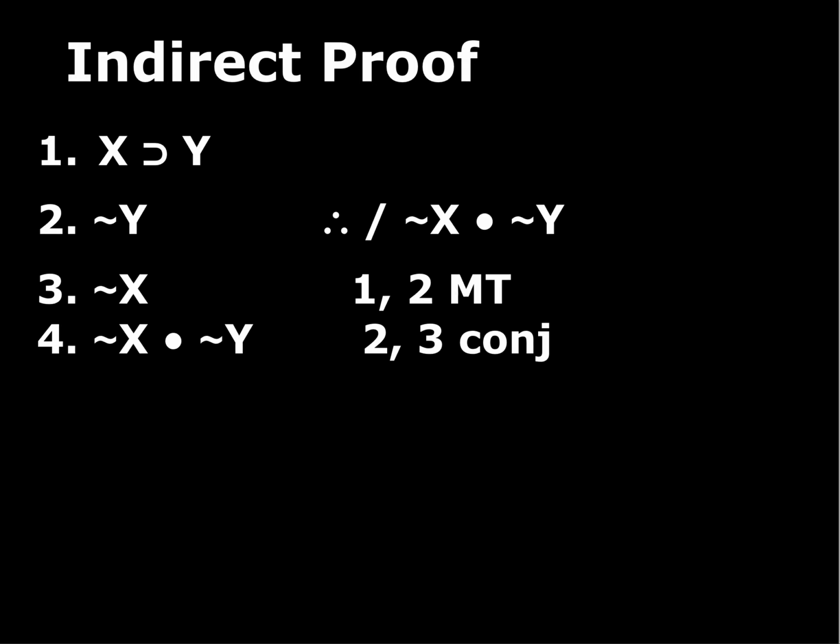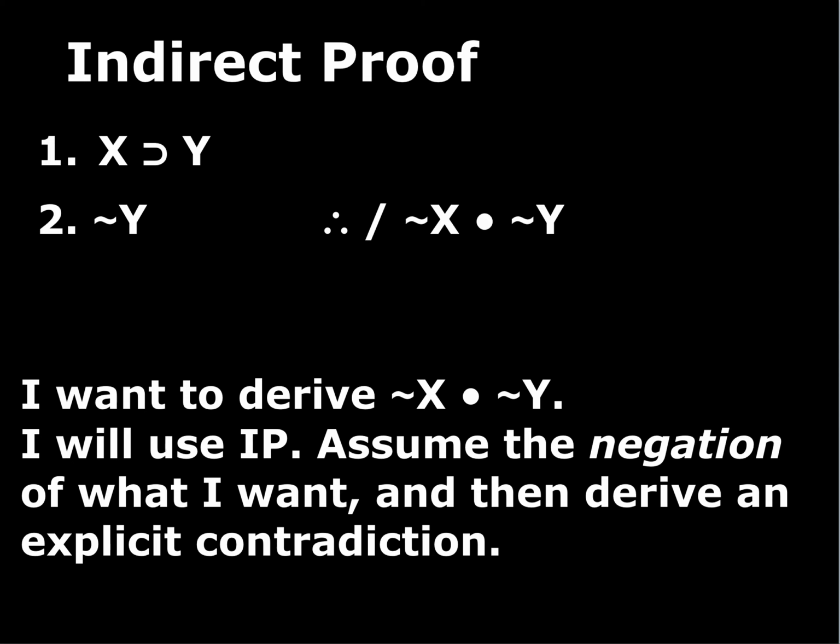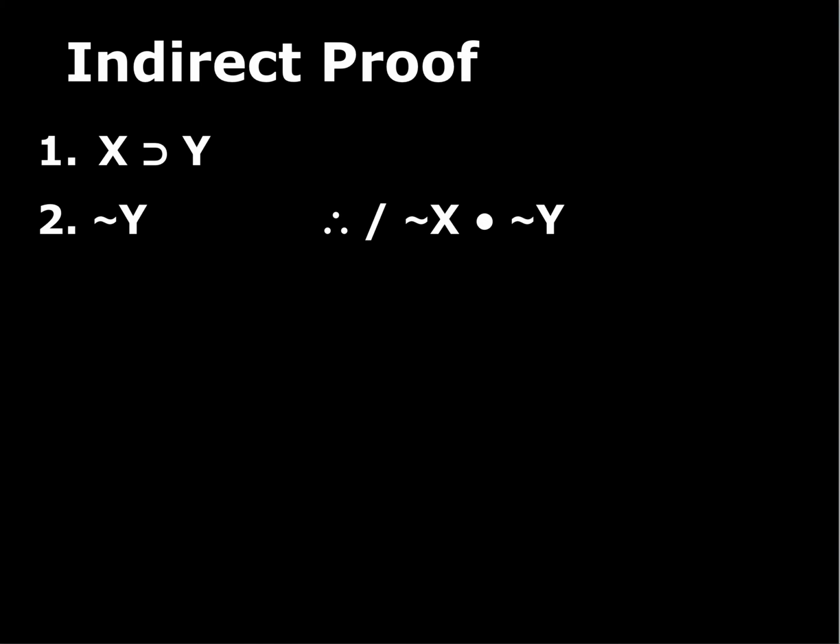But suppose you didn't see that. If you didn't see that, you need to practice more seriously, but just for purposes of illustration, suppose you didn't see that. You might think, well, gosh, I don't know how to get that. I can try indirect proof. Okay, I want to derive this conjunction. I'm going to use indirect proof, so I'm going to assume the negation of what I want and then derive an explicit contradiction. Well, what I want is this conjunction, so my assumption is going to be the negation of that conjunction.